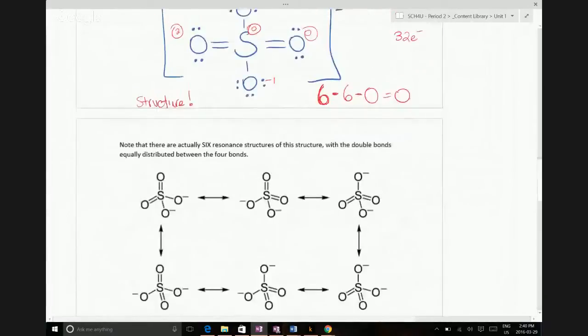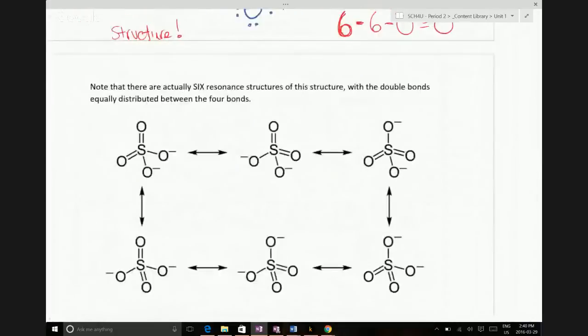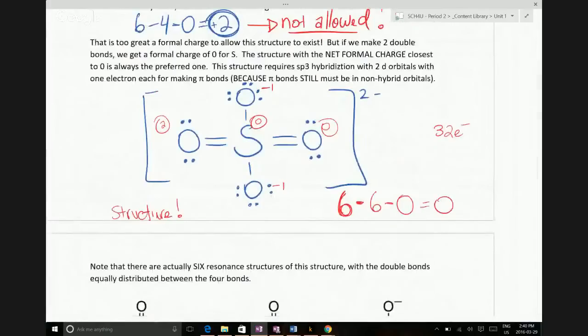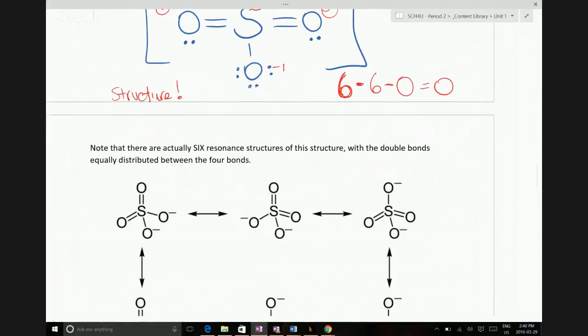But again, the basic idea being the double bond is necessary not to satisfy the octet rule, but to make sure formal charges work. But if you look, sulfur now has an expanded octet. For this to happen, sulfur has to use 2 d orbitals to give it a total of 1, 2, 3, 4, 5, 6 hybrid orbitals. All right, each of them making a bond.